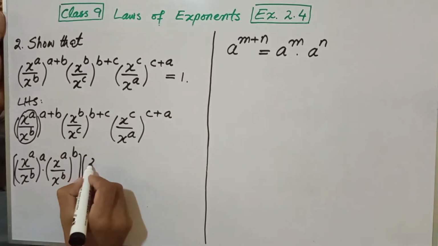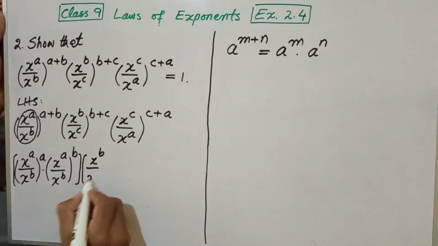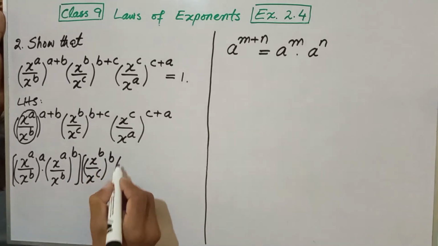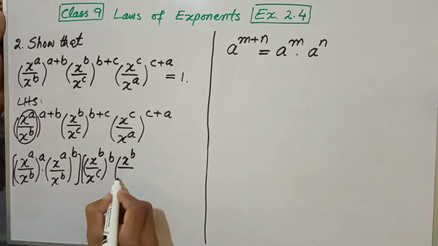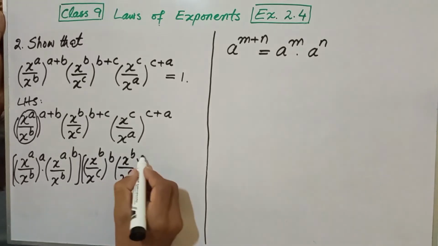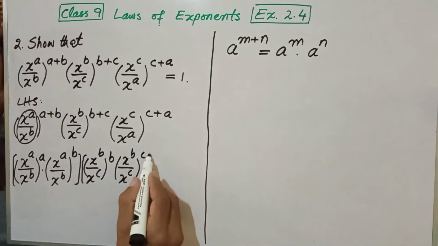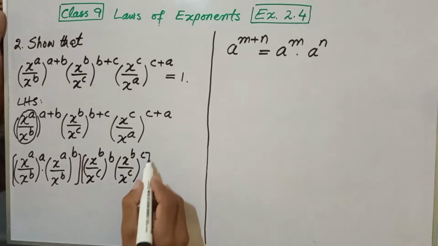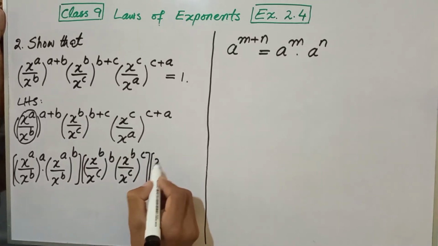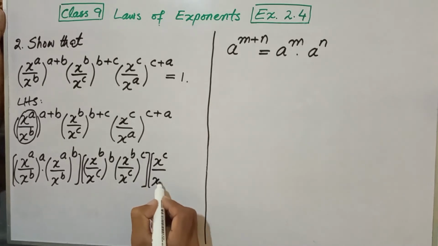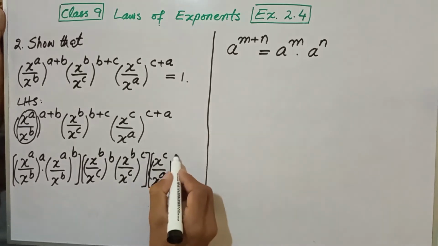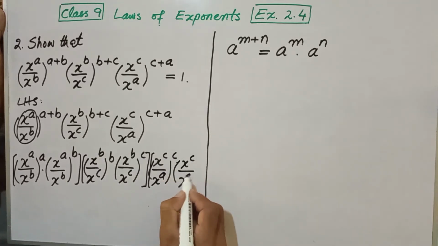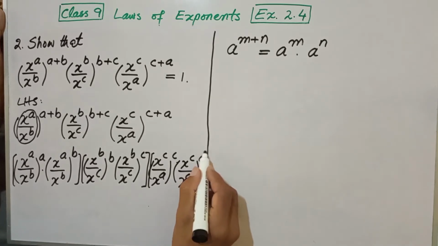Similarly here, x power b, x power c whole power b, and then x power b, x power c power c. We have the same base and the powers are added. Then x power c, x power a power c, x power c, x power a power a.